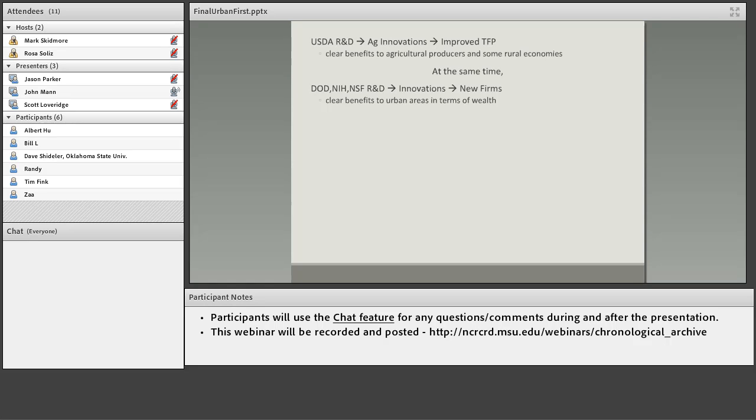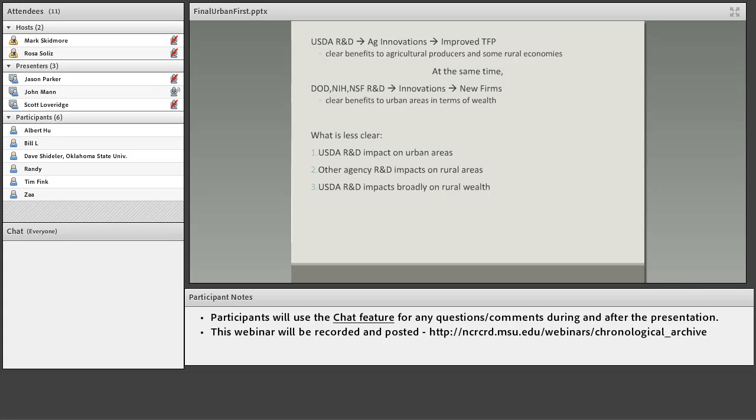So when we think about USDA R&D specifically, that's led to different kinds of agricultural innovations, which basically have improved total factor productivity. And there's definitely a clear benefit to agriculture producers and to some rural economies. At the same time, other agency-managed R&D has led to innovations and opportunities for new kinds of firms, new kinds of industries. And these benefits have been very clear to urban areas.